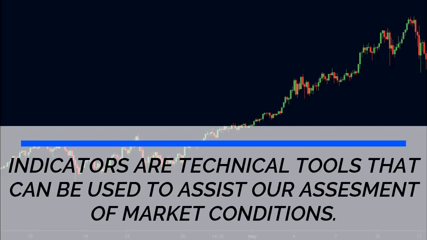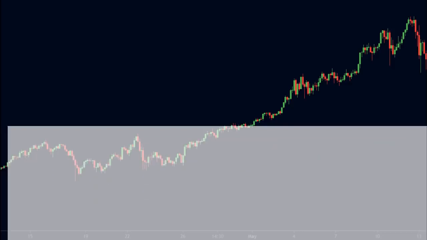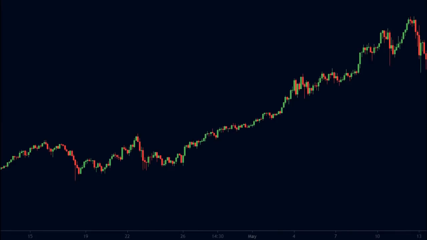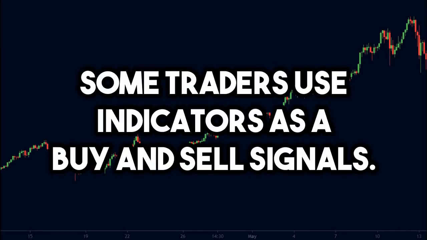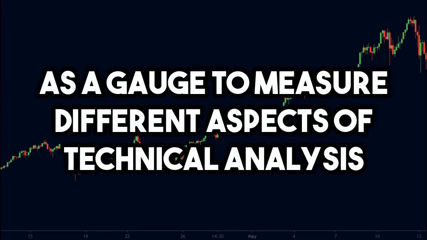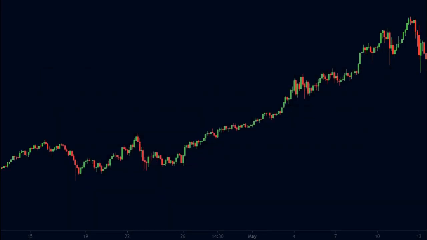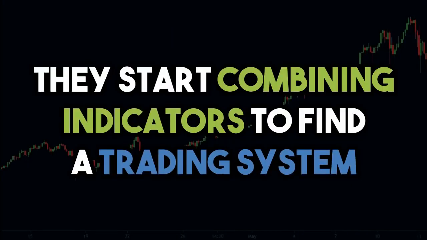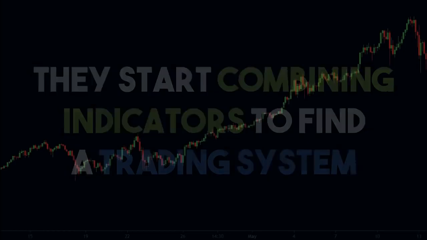Indicators are technical tools that can be used to assist our assessment of the market conditions. In other words, indicators help us in identifying the market condition with ease. Some traders use indicators as a buy and sell signal, and that is perfectly fine. But I like to think of indicators as a gauge to measure different aspects of technical analysis. As traders learn more about indicators, they start combining different indicators to find a trading system.